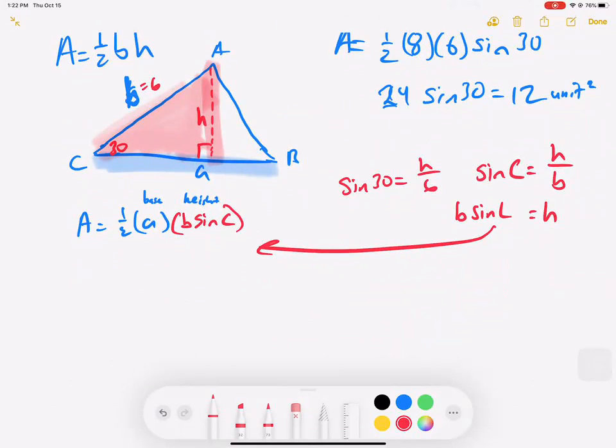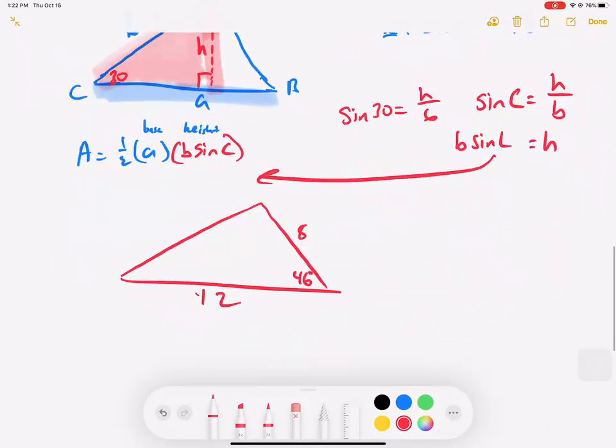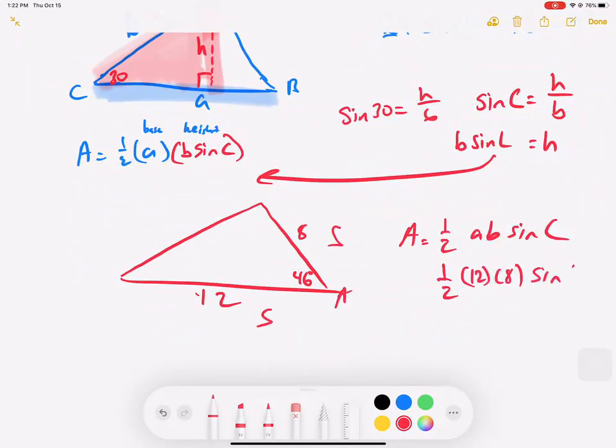Okay. So let's try this problem again. Give you guys just a random triangle here. We'll call this 46, 8, and 12. Can I find the area of this triangle? Well, SAS, this rule will work for our sine formula. So it's 1/2 a b sine C. So it's 1/2 times 12 times 8 times sine of 46.